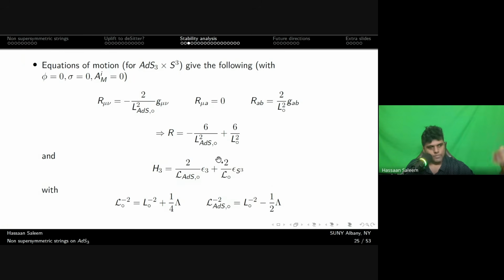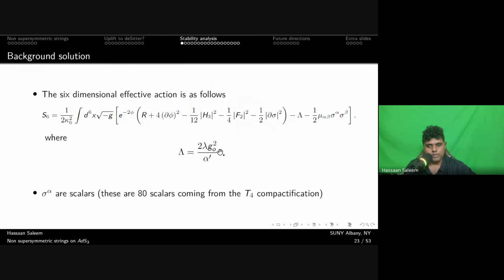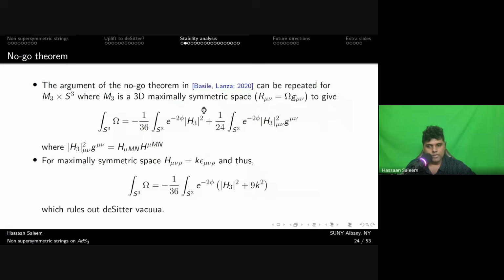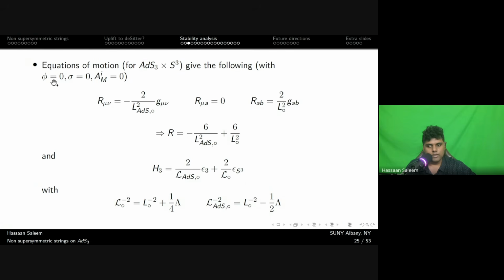So, the action that I showed you earlier, you can start with this action and write down the equations of motion for the metric tensor, the B fields and the dilaton phi for some particular background. The background is that the dilaton is 0, there are no Wilson lines, and there are no torus moduli. Well, not that we don't have any torus moduli. There are no fluctuations for the torus moduli.